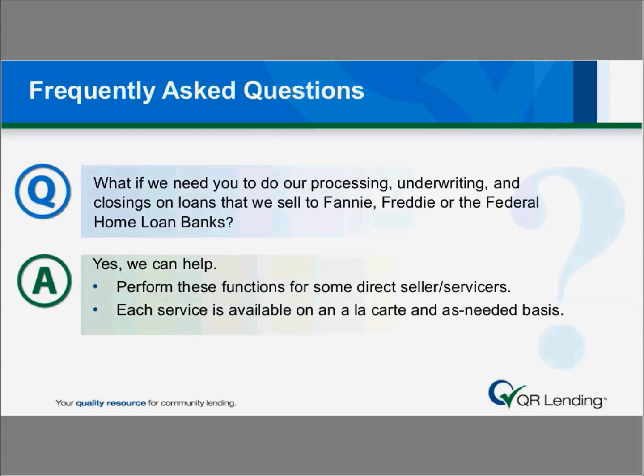But since we've been doing mortgages with credit unions for quite a while, we would like to share some of our most frequently asked questions, and maybe we will touch on some things that concern you. Question 1. What if we need you to do our underwriting and closings on loans that we sell to Fannie, Freddie, and the Federal Home Loan Bank? Answer. QR Lending does perform all of these functions for some of its direct seller servicers. Each of our services is available on an a la carte and also on an as-needed basis.